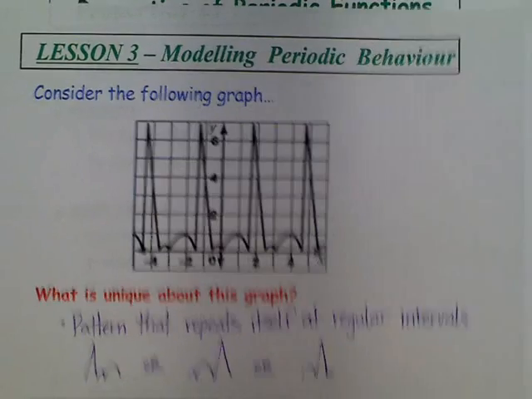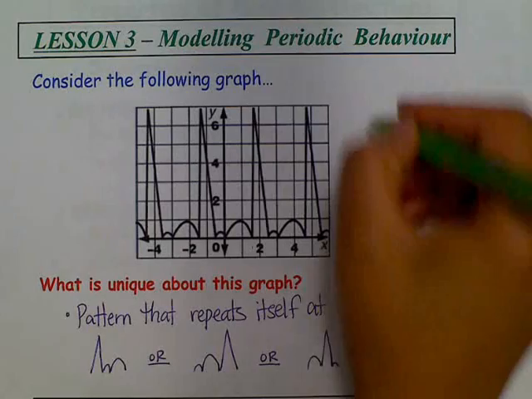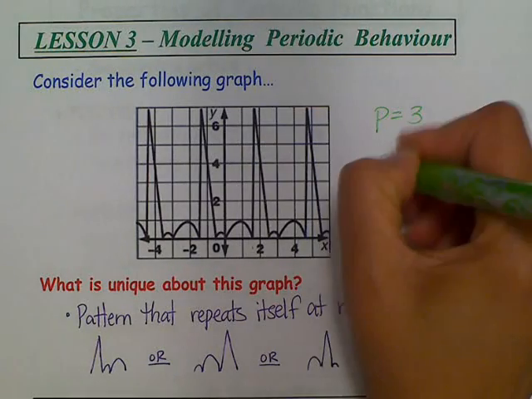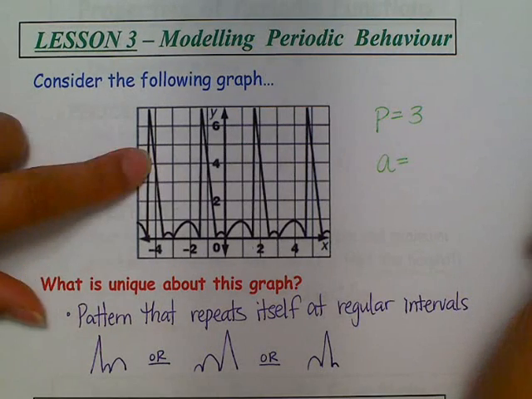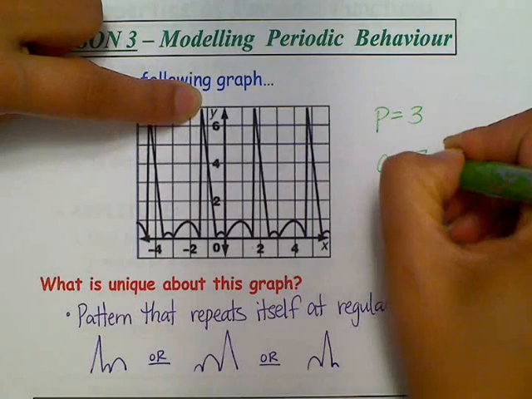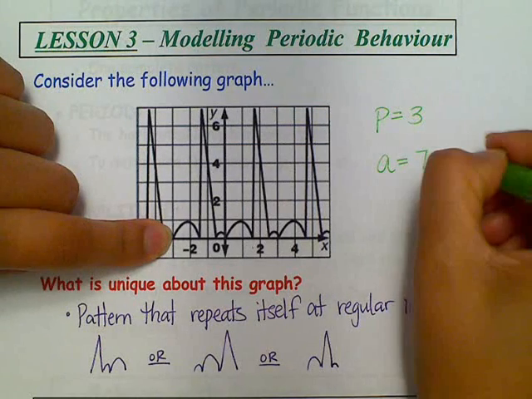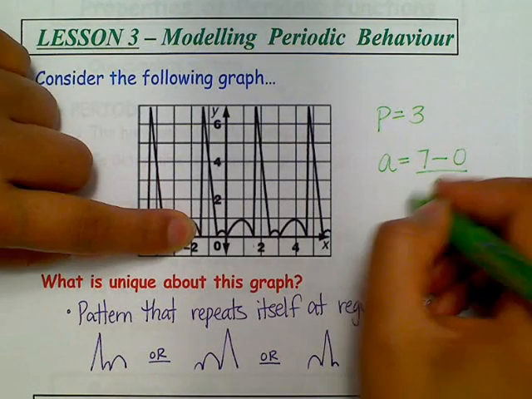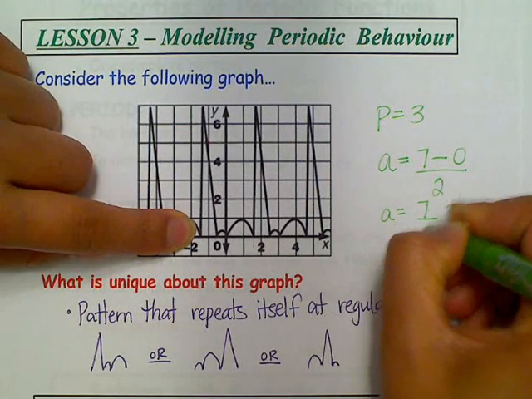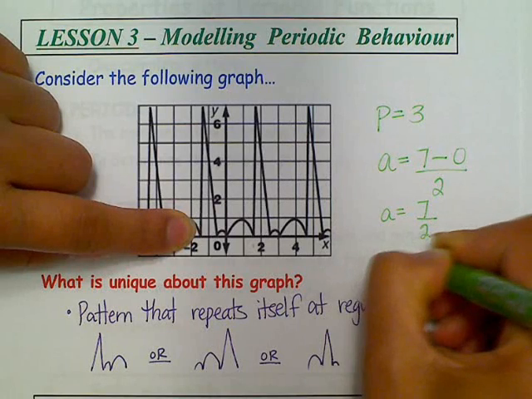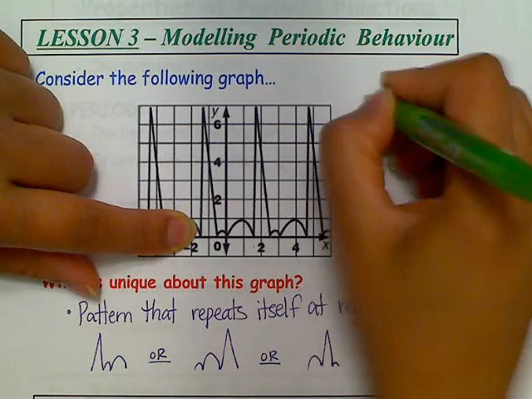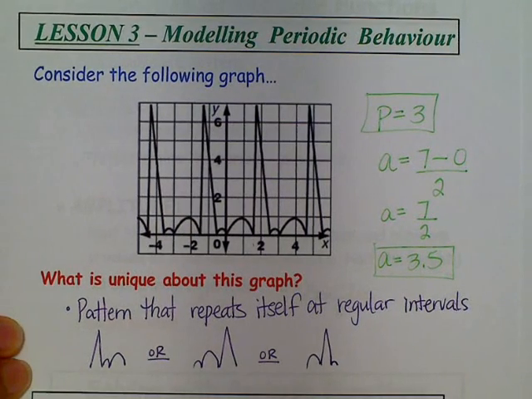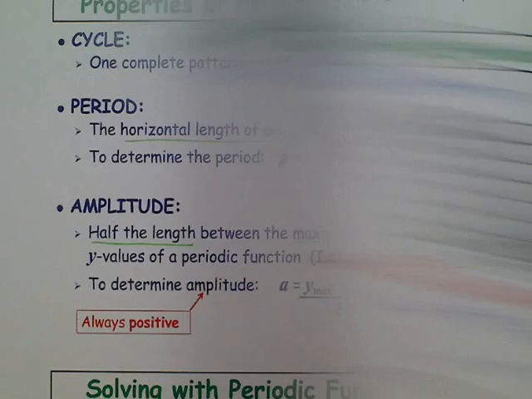So for this example here, if I go back to calculate the period and the amplitude, the period of this graph we already talked about is 3. That's how long it takes for one cycle. And the amplitude, if I try to calculate it, my maximum y value is 7 minus my minimum y value of 0, so the height of the graph is 7 units. If I look at half of that, I get an amplitude of 3.5 units. So half the height would be 3.5 units. Okay, so those are some special properties of periodic graphs.